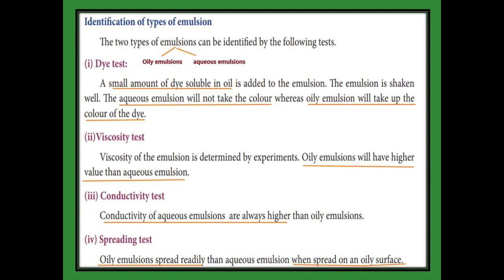The next one, spreading test. When the emulsion is spread on an oily surface, if the emulsion spreads very readily, it is called an oily emulsion. If it does not spread very fast, it is called an aqueous emulsion. So from these tests we can find out what type of emulsion it is.